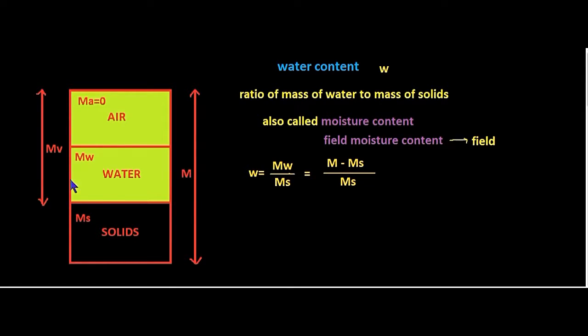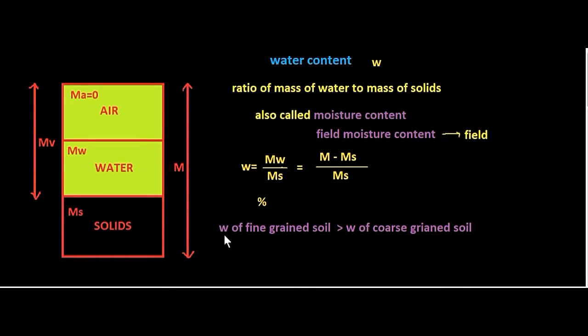Mass of water can also be written as the total mass, that is the total soil mass, minus the mass of solids minus the mass of air. But we know mass of air is 0, so we're just not writing it here. So by substituting that, we get water content is total mass minus mass of solids by mass of solids. Now, water content is expressed in percentage, but as in the case of all the previous terms, it is used as a decimal value only in computation. That is, while substituting in any formula.